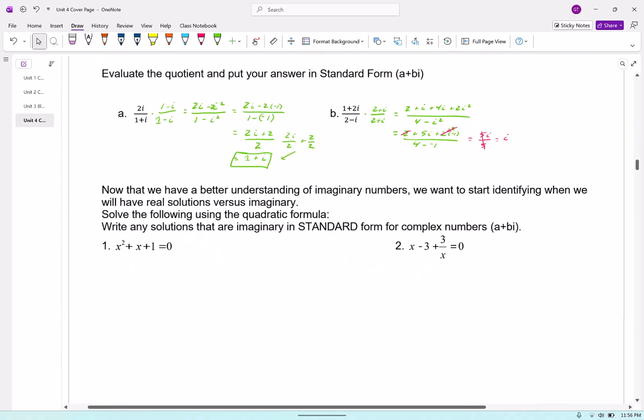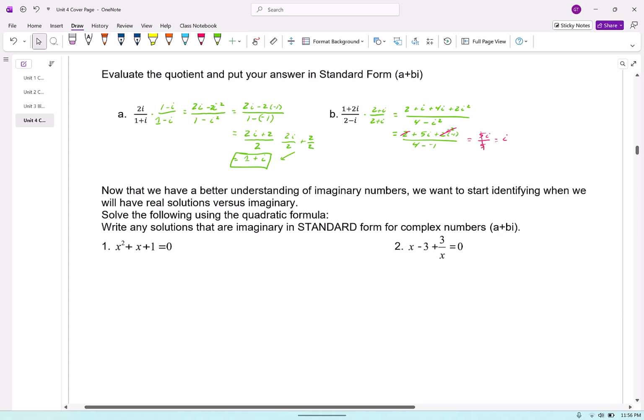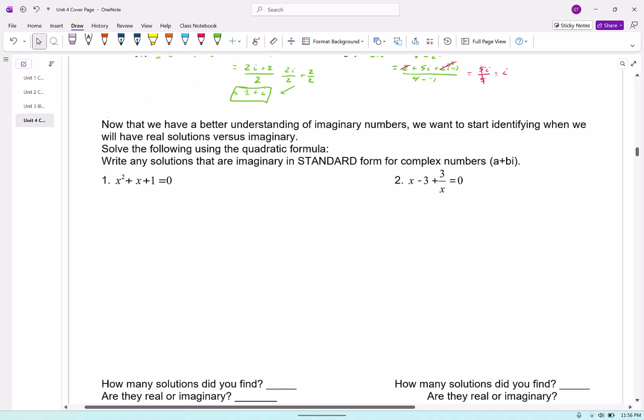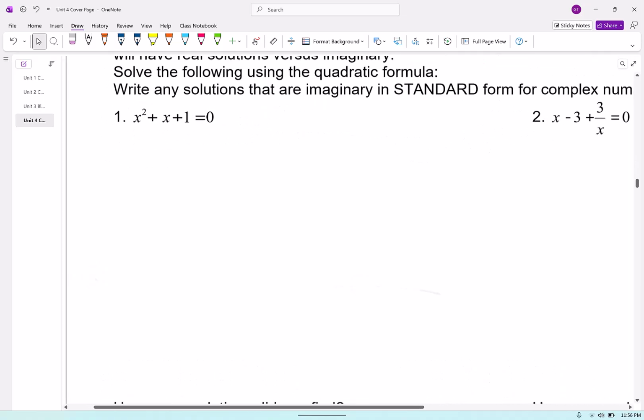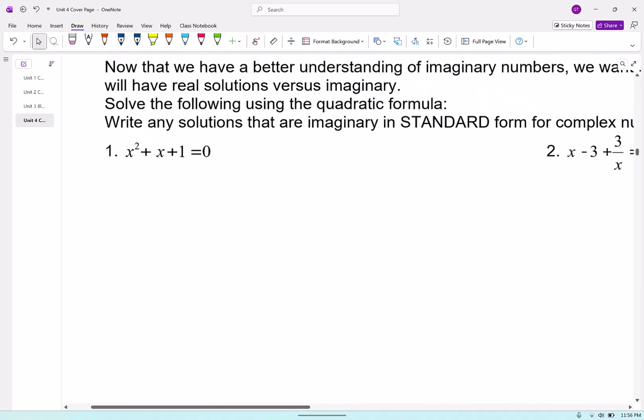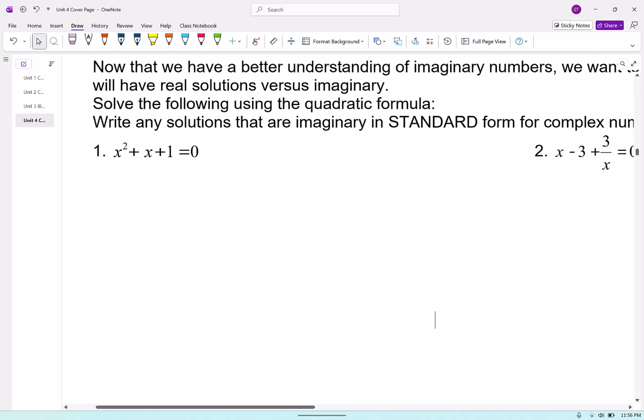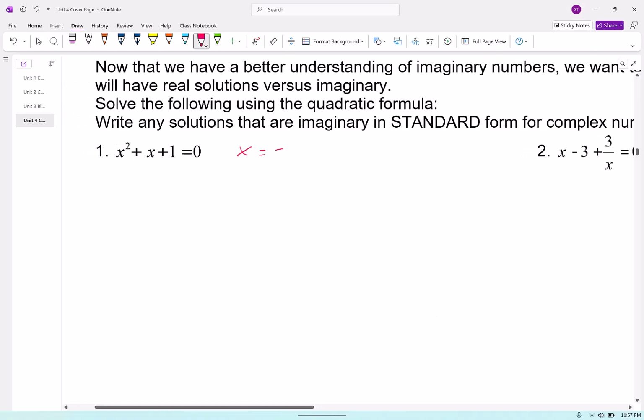Now that we have a better understanding of these things, we can start to identify when we have real solutions versus imaginary. Okay, so solve the following using the quadratic formula. Write any solutions that are imaginary in standard form for complex numbers. So we're just using the quadratic formula like we've done. Nothing's new. Reminder of that: x equals the opposite of b plus or minus the square root of b squared minus 4ac, all over 2a.